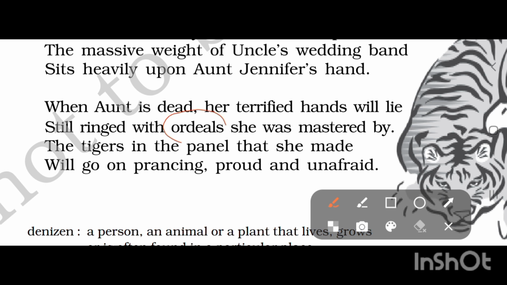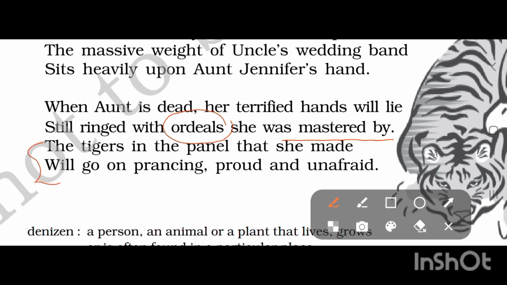Now, what is the meaning of this term? Ordeal means bad experiences of her marriage, which had actually mastered her. And what is the meaning of mastered by? Dominated her life. It will again remain with her even after her death. So the restriction, the pain which she had borne throughout her life, even after her death this sort of restriction is going to chase her. Yes, again it is going to be there with her forever.